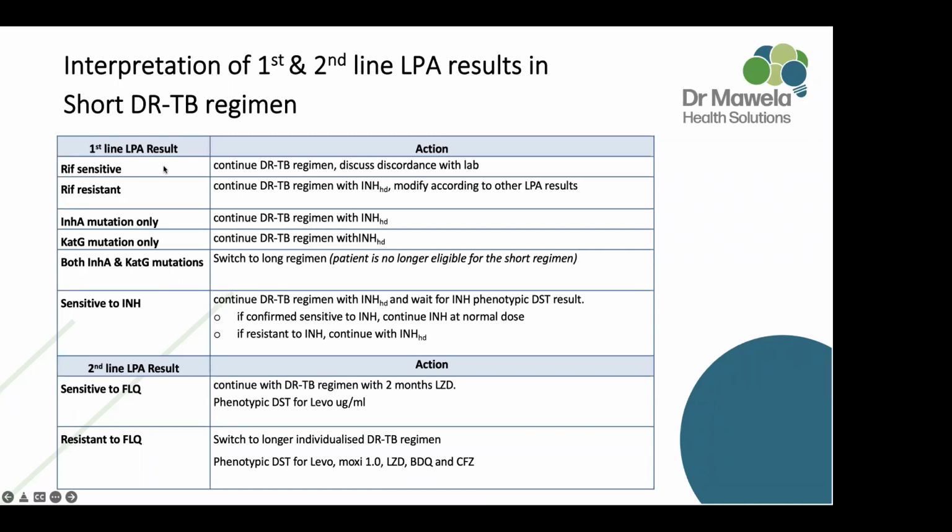So these are discordant results. You don't stop drug-resistant TB. You continue treatment and you discuss with the lab. You say, hey, the gene expert said resistant, but now your LPA says sensitive. What must I do, right?